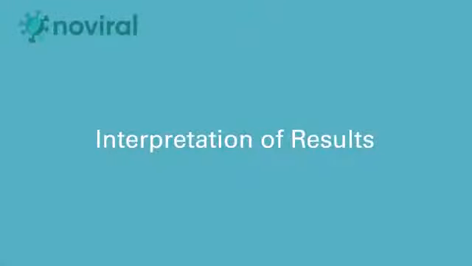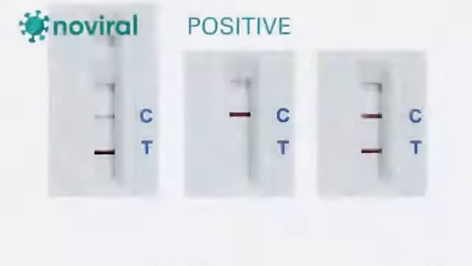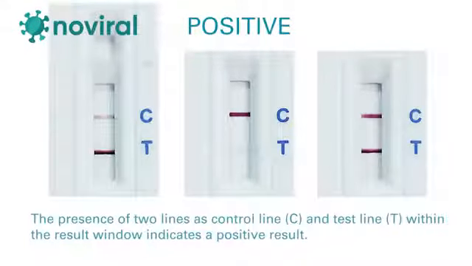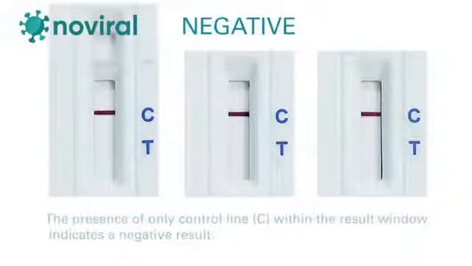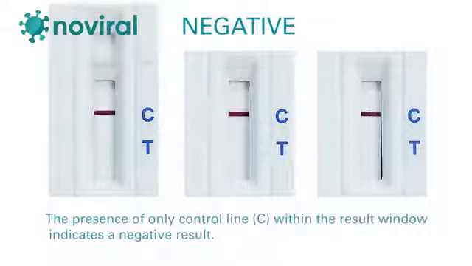Interpretation of results. A positive result is indicated by the presence of both control line, C, and test line, T, within the test window. A negative result is indicated by the presence of only the control line within the result window.